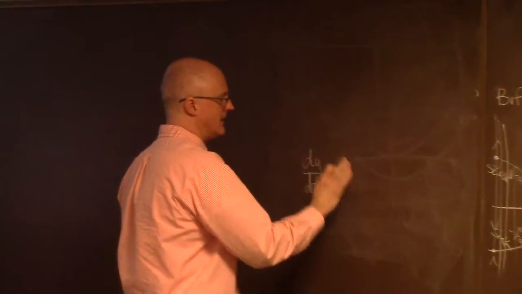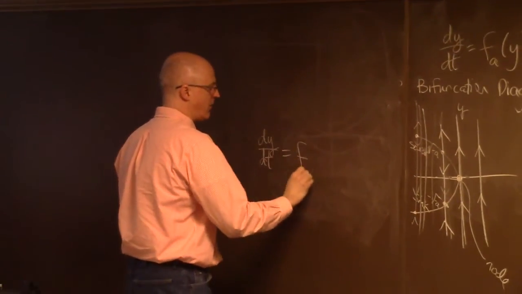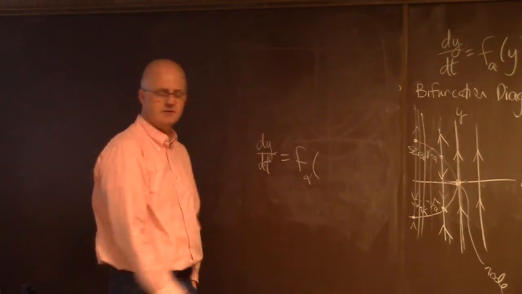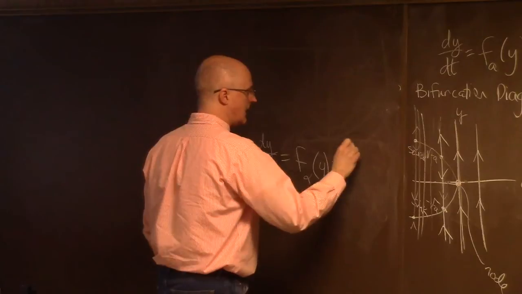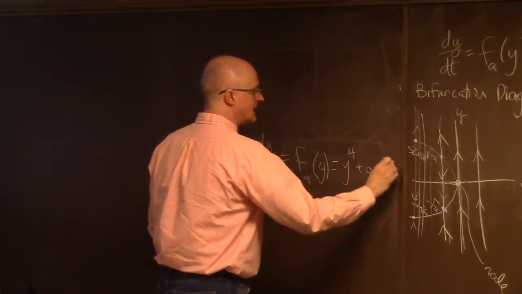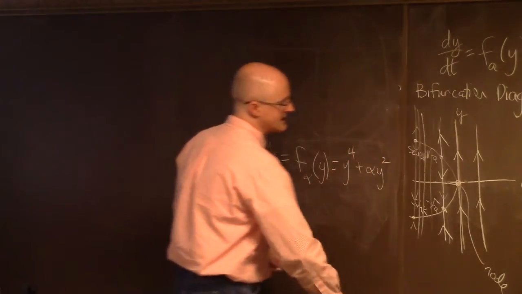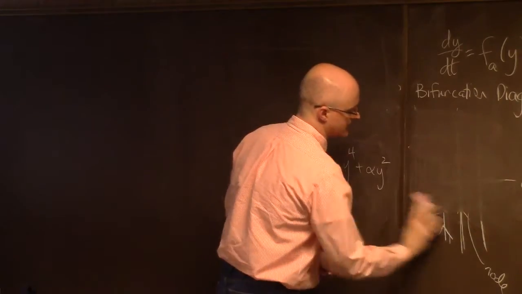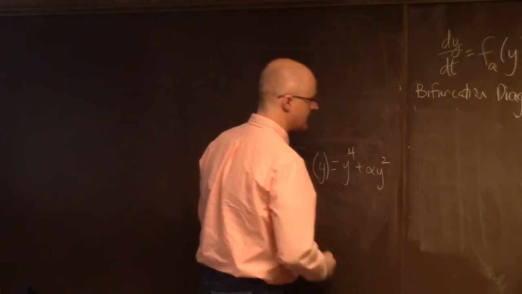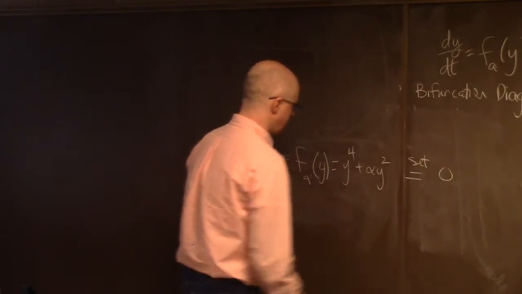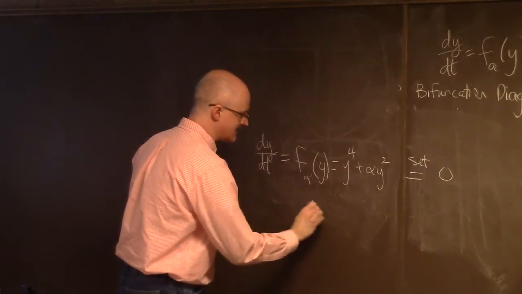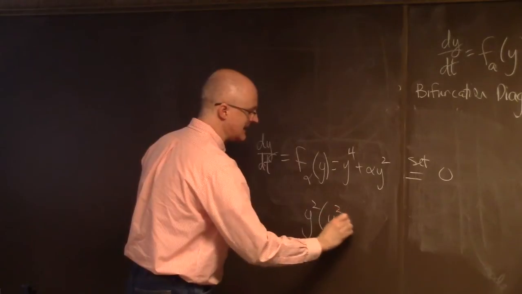Again, the first key is to determine the equilibrium points in terms of alpha. You find the equilibrium points by setting the right-hand side function equal to 0 and finding its roots. Set that equal to 0. Hopefully it's factorable. In this case, it is.